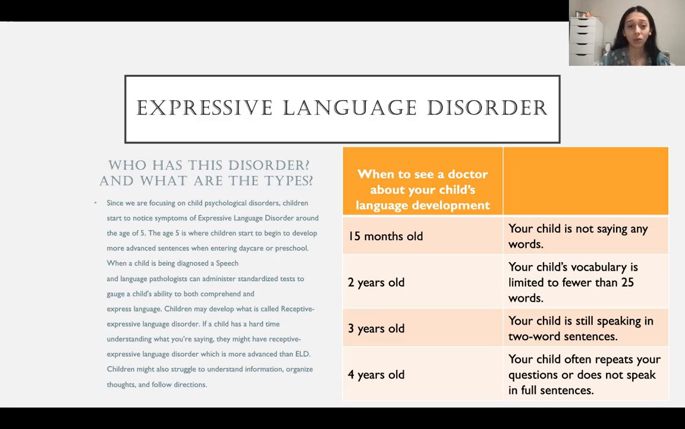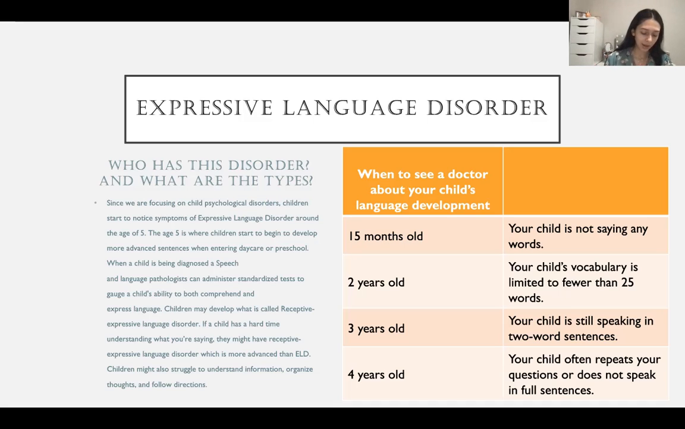But this is the age where kids start to go to preschool and begin to develop more advanced sentences when entering daycare or preschool. When a child is being diagnosed, a speech and language pathologist can administer standardized tests to gauge a child's ability to both comprehend and express their language. I do have a note here. I basically wanted to add on to this, but I didn't add it into this PowerPoint because I didn't think it is necessary, and I just think it would have been too much.